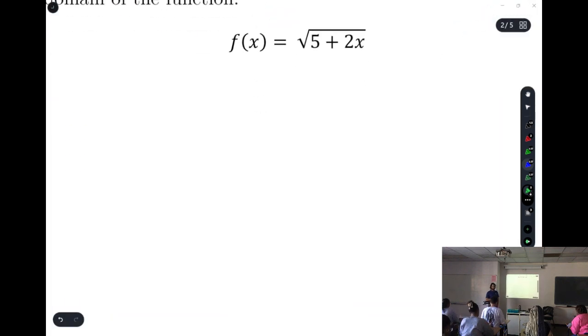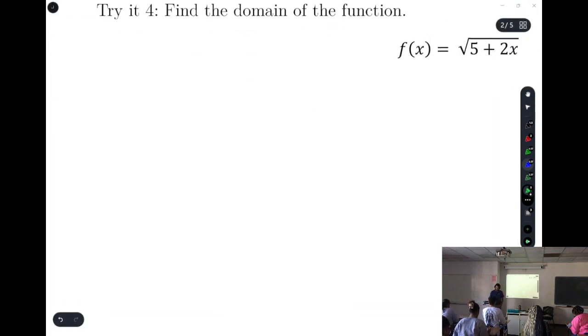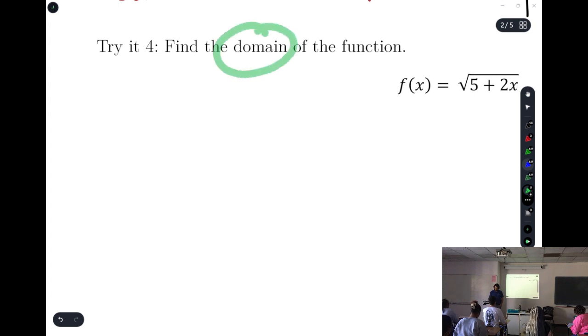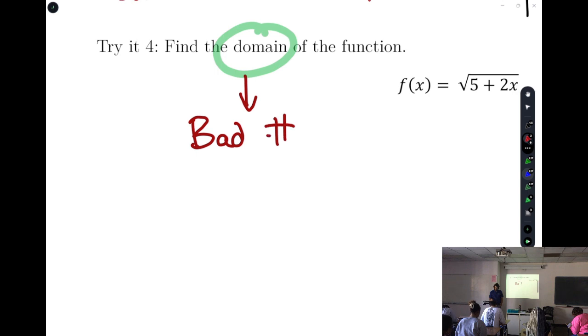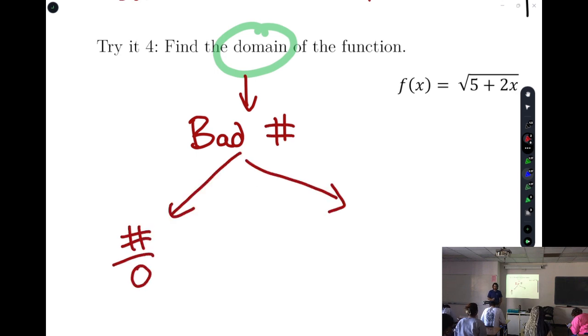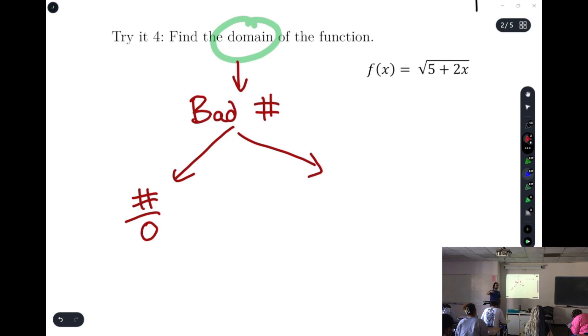Second type of bad number. So we did the first type of the tree. I see the word domain. I jump down and I think bad number. I break it into 2. I've got number over 0. You don't have to write this every time. I just do. I do it every time. It's just a good way that you're jogging your memory every time. I know how to do these types of problems. And we've got a negative number underneath it. This is the second type.